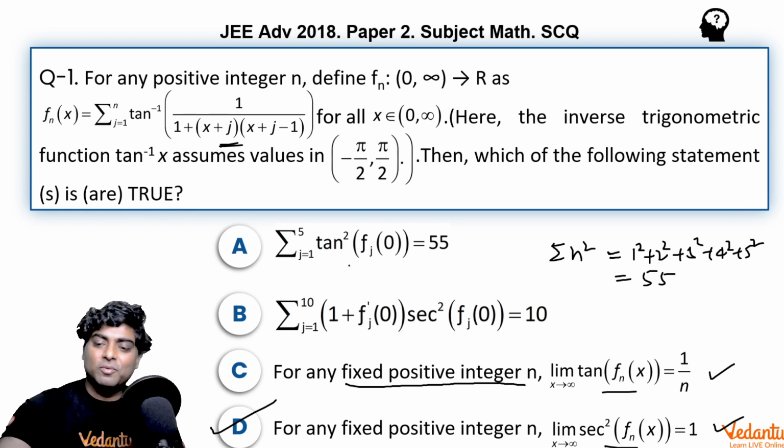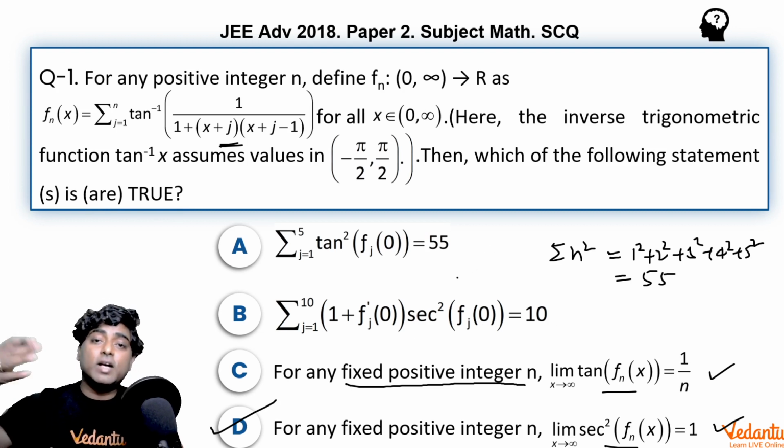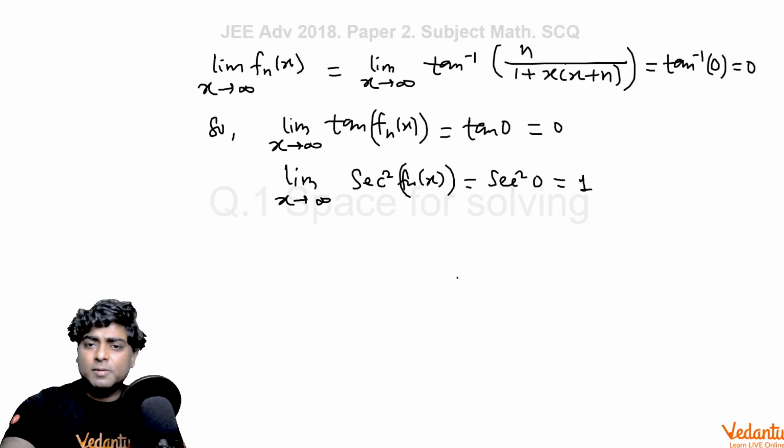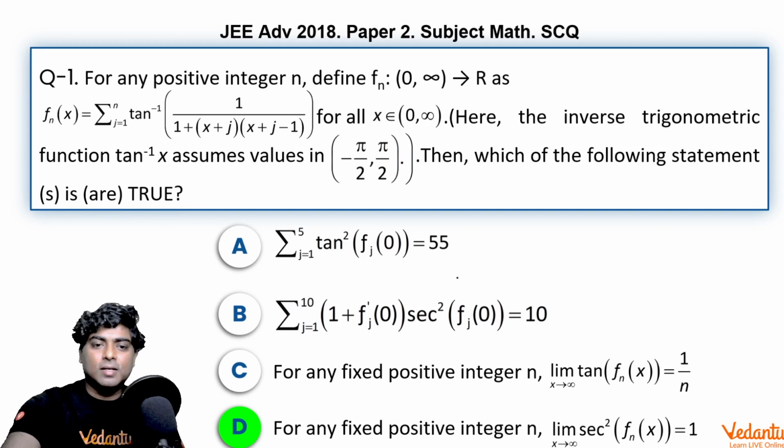So I hope you understood it. And similarly, you can observe whether option B would have been correct or not if 0 would have been there in the domain. So, right, I hope you understood every aspect of the question clearly. So D is the only correct option here, as you can see.